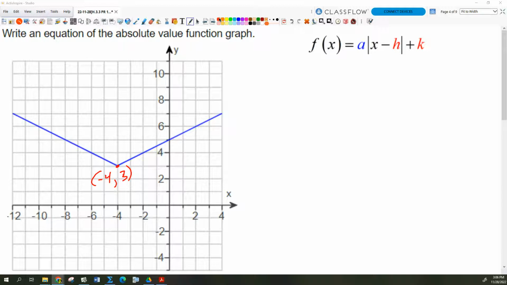Now we need a value of A. That's a little trickier. Yeah, it's 1/2, isn't it, right? And we can see that because instead of going over 1 and up 1, we're going less than that.